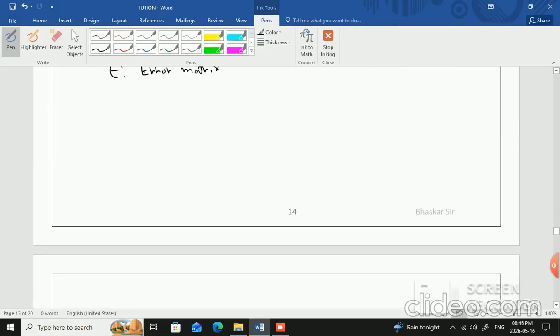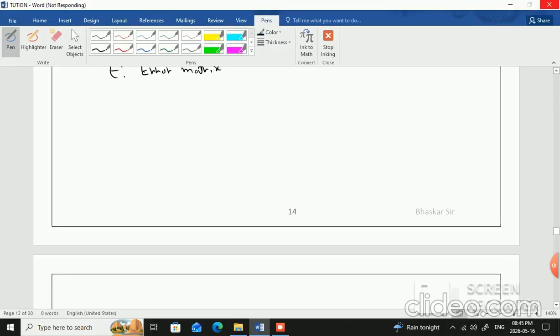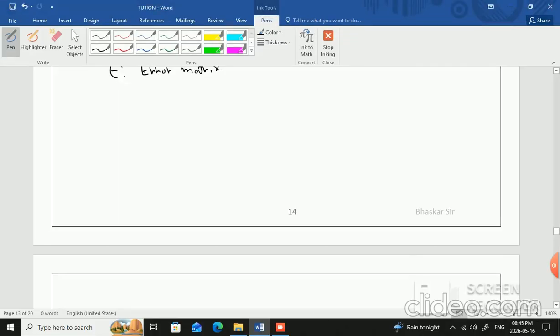Now we discuss the multiple linear regression model without intercept. In the without intercept model, beta naught is 0.